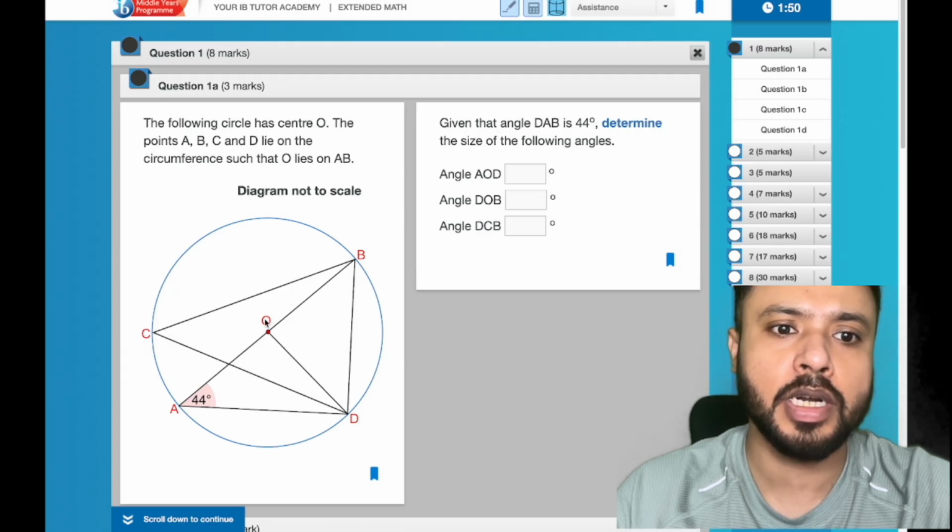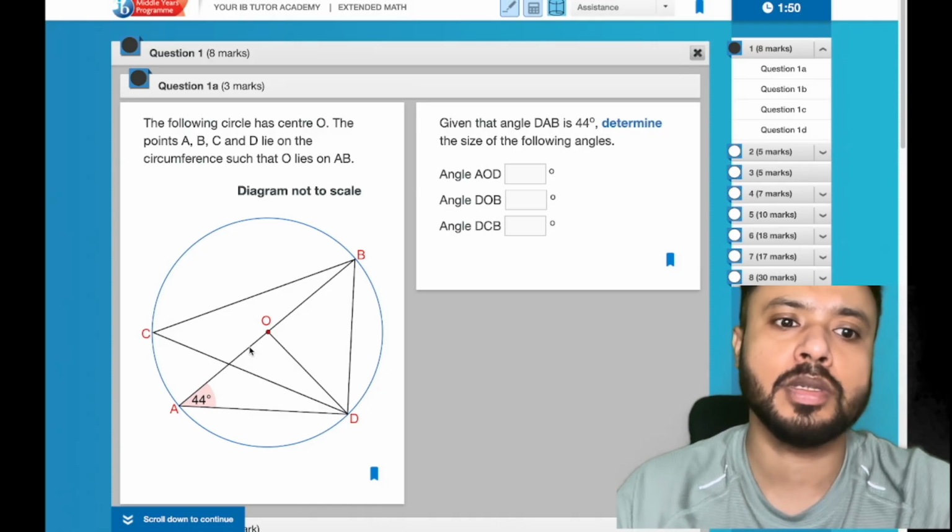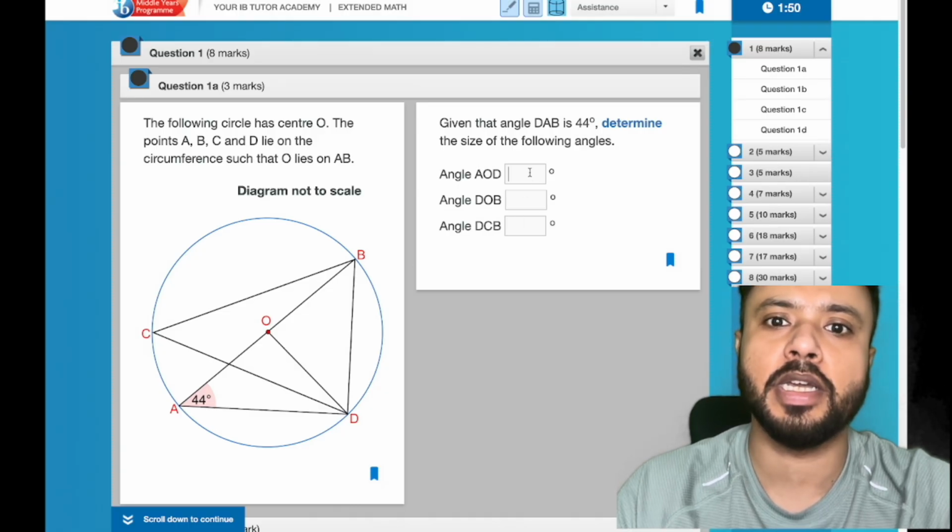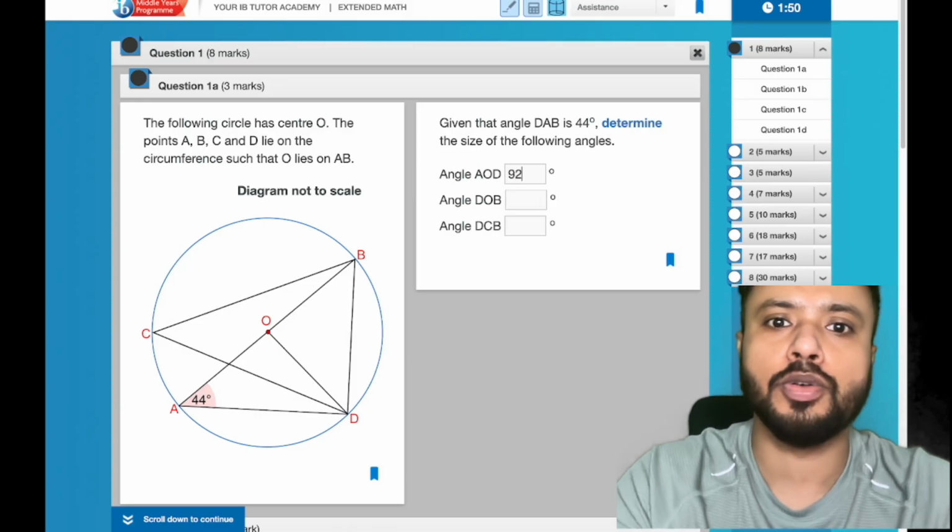So you all need to understand that this triangle AOD is an isosceles triangle. So this angle and angle ODA will be the same. So this angle is 44. So this angle will also be 44. Hence the required angle would be 180 minus 2 times 44, which is 180 minus 88. When you solve it, you will get 92 degrees.